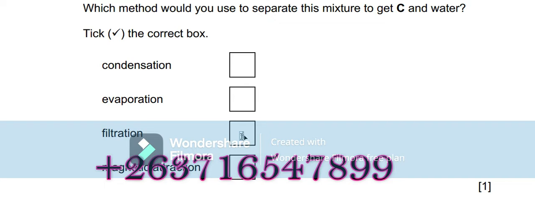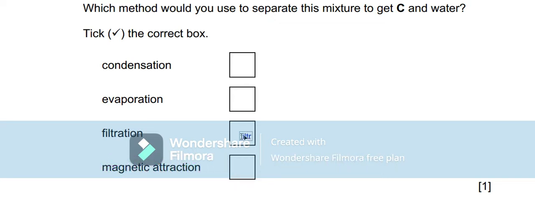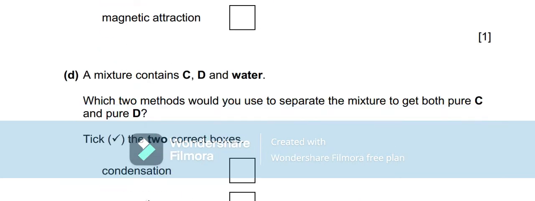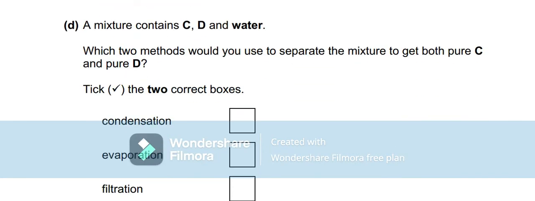Right? Filtration. This is the correct method that we use. Okay, fine. We shall proceed on to the next one. That is D. And D is saying that a mixture contains C, D, and water. Right? There is material C, there's material D, and there is water. Which two methods would you use to separate the mixture to get both pure C and pure D?